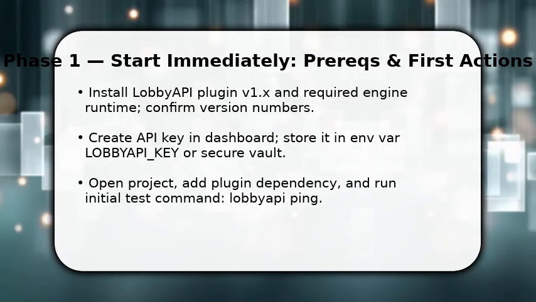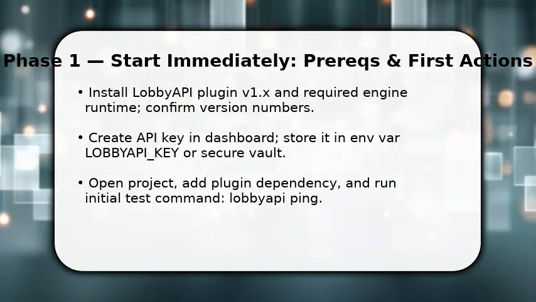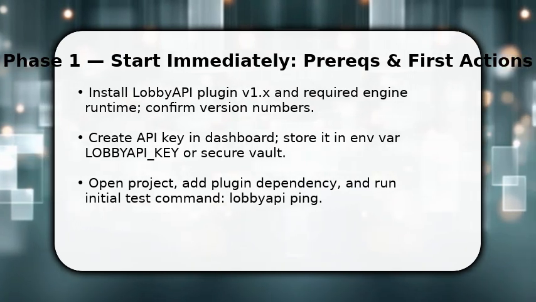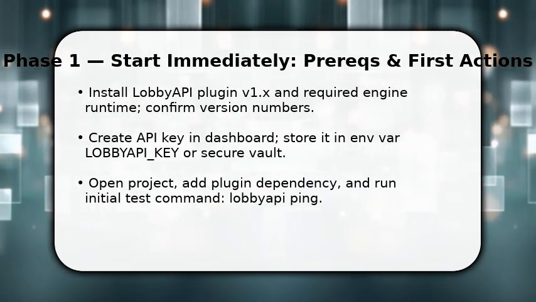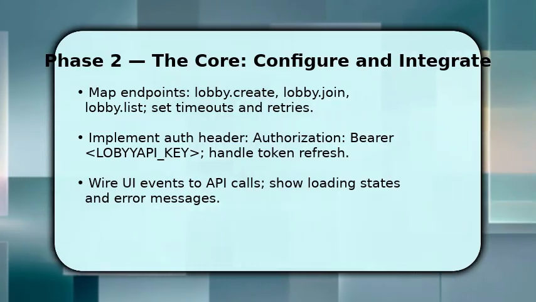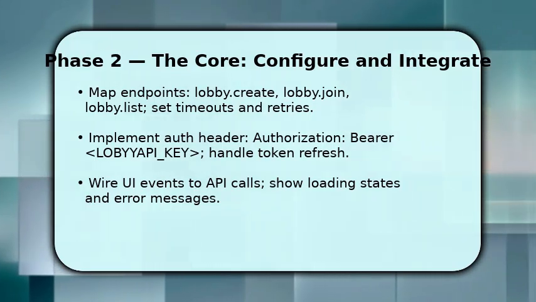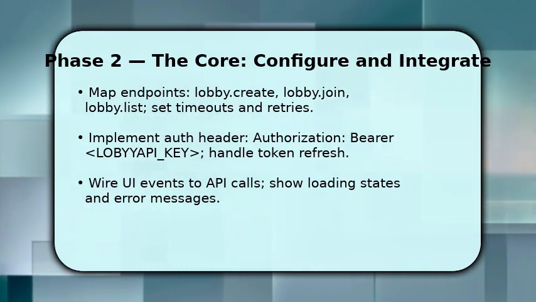This verifies connectivity. Once done, note any error codes and copy them for troubleshooting, and make sure your firewall allows the plugin's outbound port. You now wire the core, map the plugin endpoints lobby, create lobby, join lobby, list, and configure sensible timeouts and retry policies so requests don't hang.